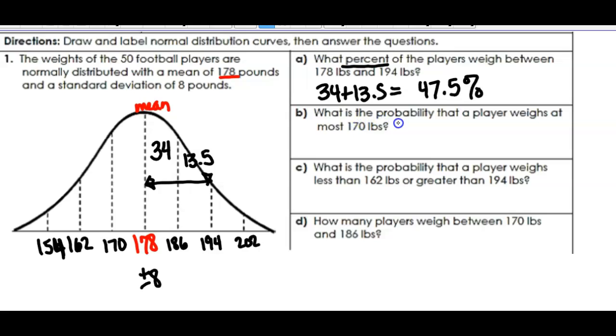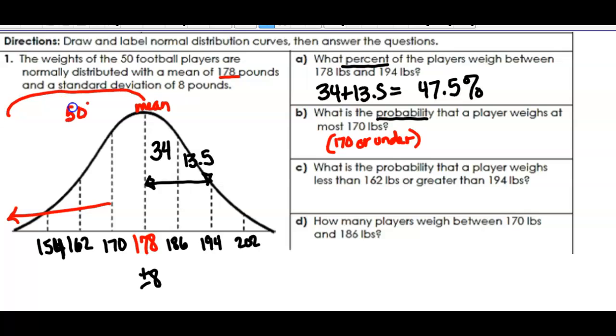What is the probability? Okay, so we can answer either as a percent or decimal for the probability that a player weighs at most 170. So we want everybody who's under. At most means 170 or under. So what part is this down here? Well, this is 50% here, this whole half.